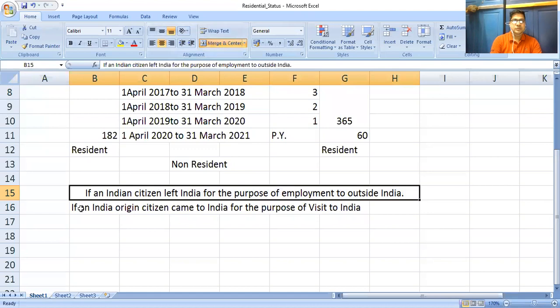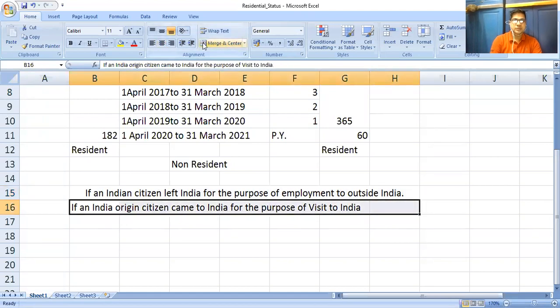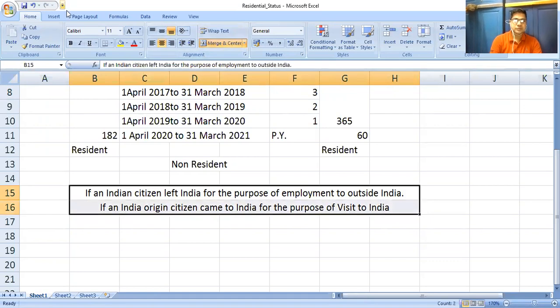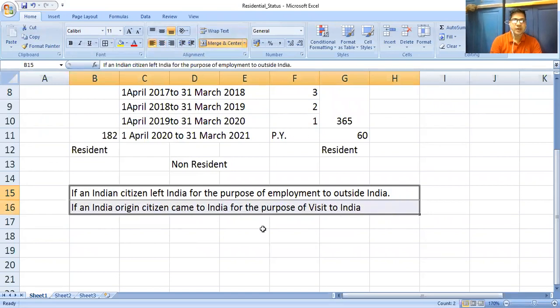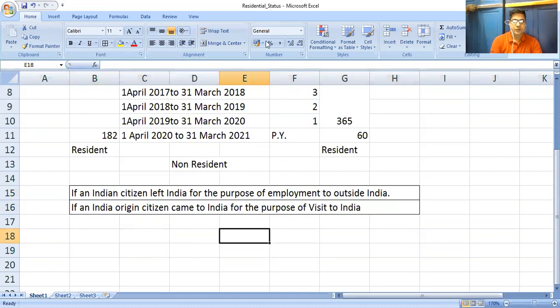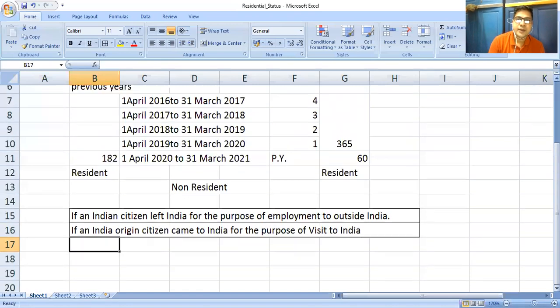persons, we have to consider whether they can become a resident in India or not. That we have to find out. Now friends, here if an individual citizen left India for the purpose of employment to outside India, or an Indian origin citizen comes to India for the purpose of a visit, such an individual is also treated as resident or non-resident, and for that purpose they must satisfy one condition.